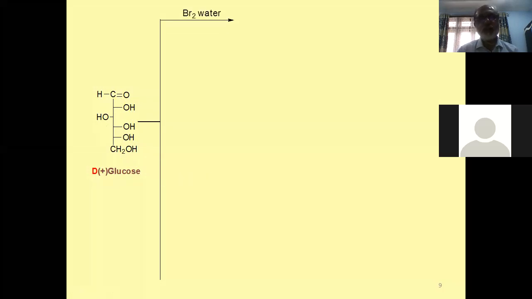So the first reaction that we take is bromine water. Bromine water is a mild oxidizing agent. So what will we get? The aldehyde group will get oxidized, right? So we get gluconic acid. That aldehyde group becomes COOH group. Everything else remains the same.